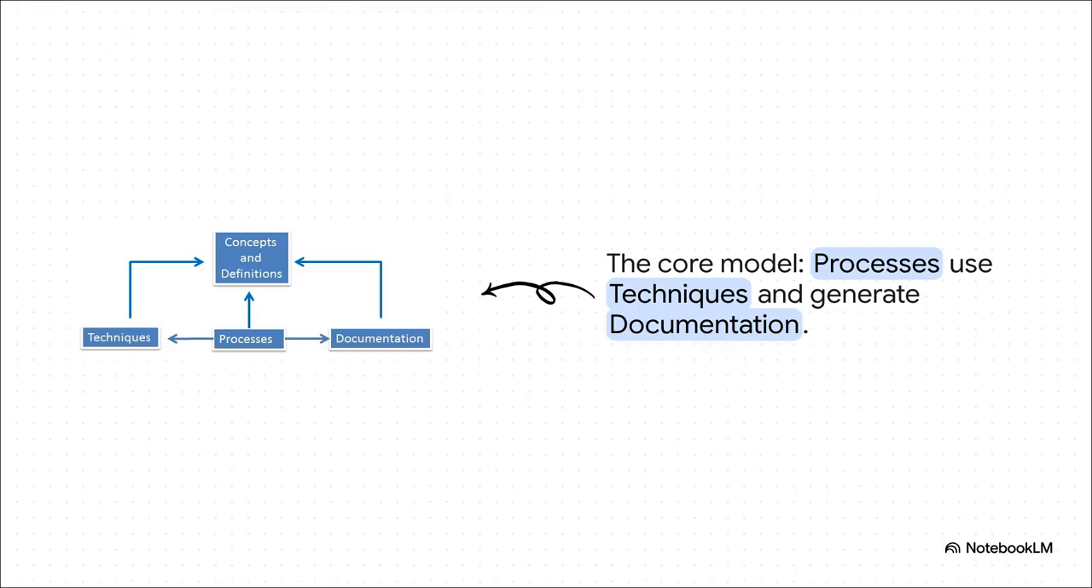This diagram really gets to the heart of how the standard thinks. Right there in the middle, you've got processes. That's the how-to part. To actually do those processes, you use specific techniques. As you do the work, you generate documentation. And the glue holding it all together, that's the concepts and definitions, which make sure everyone is speaking the same language. It's a really simple but powerful loop.